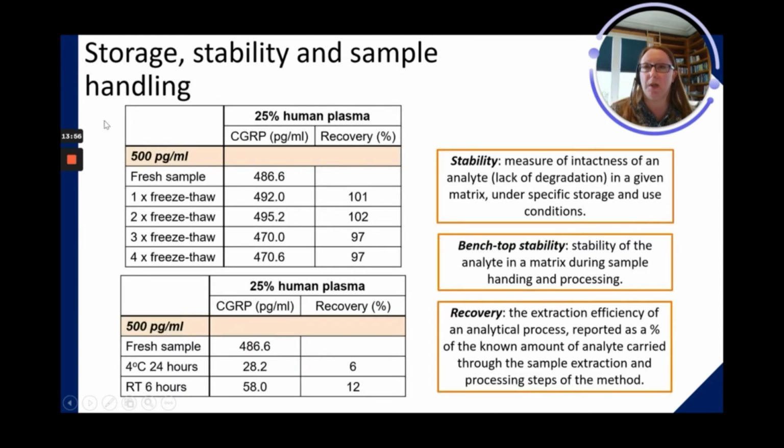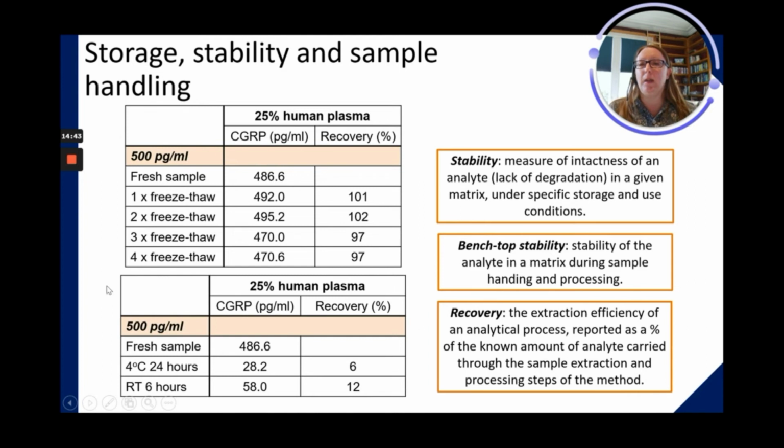Then how do you store your sample? How stable is it, and how do you handle it? So stability and benchtop stability refer to the intactness of the analyte under the long-term storage conditions, say in the freezer, or as you're handling the sample on the bench. If we look at some example results here for CGRP, we're looking at spiking 500 picograms per mil CGRP into 25% human plasma in enzyme immunoassay buffer. If you look at the fresh sample that's been immediately spiked, you see almost 100% recovery. And interestingly, multiple freeze thaws of that sample don't appear to affect the recovery.